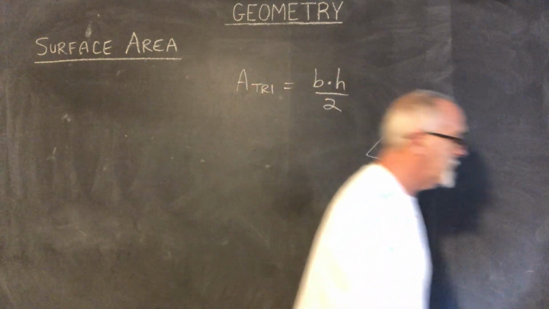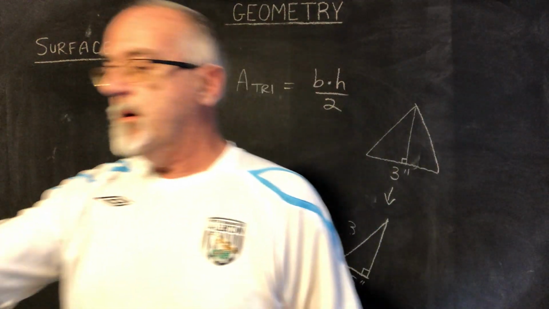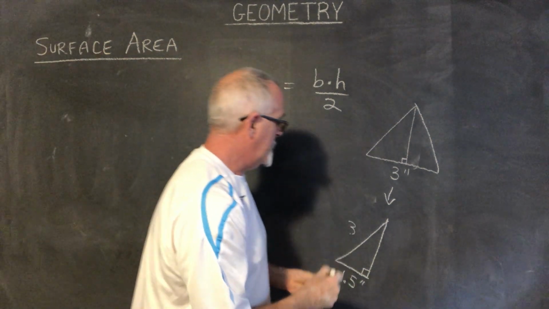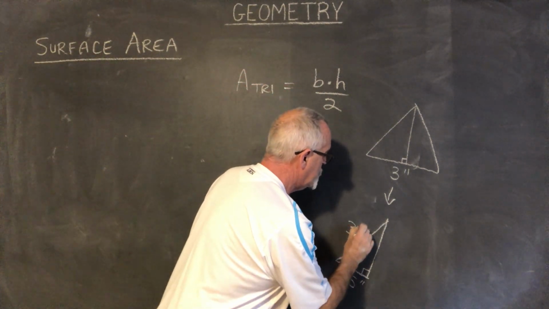Okay, I need more chalk. Here's another one of my chalk holders. Okay, so that is the 3-inch hypotenuse.